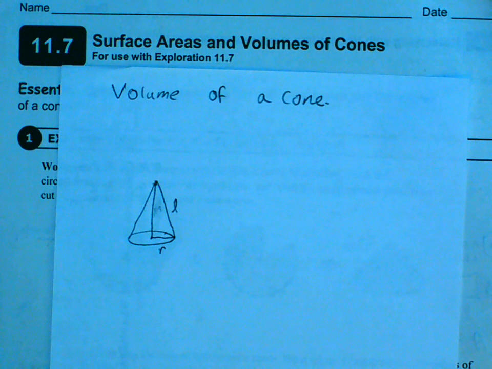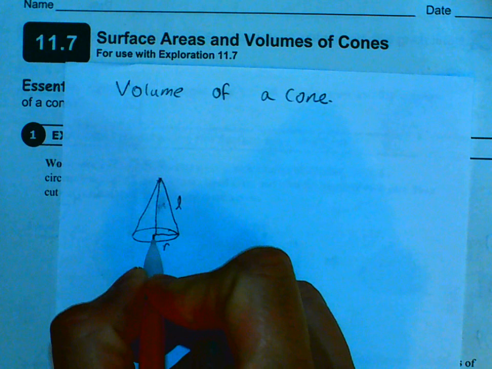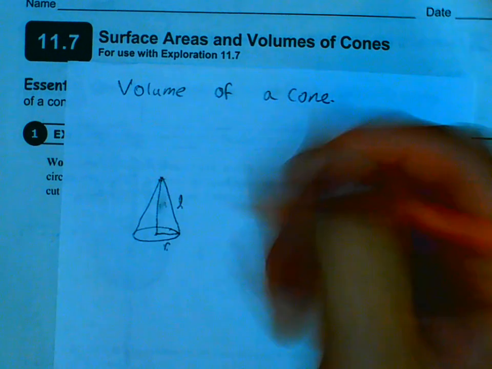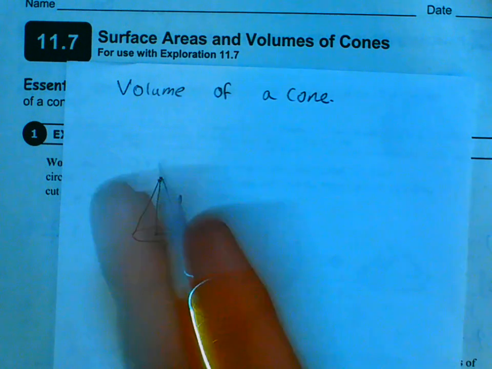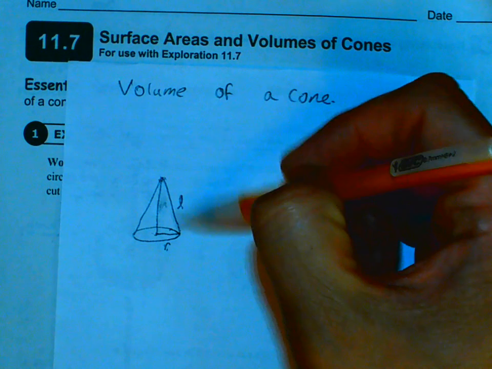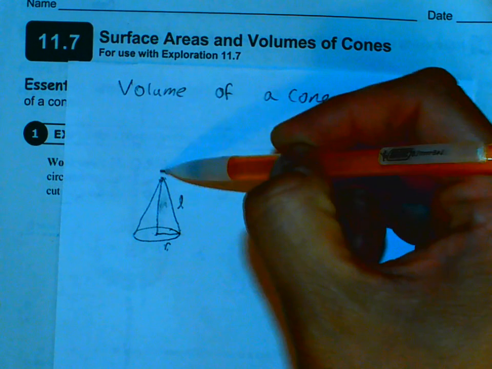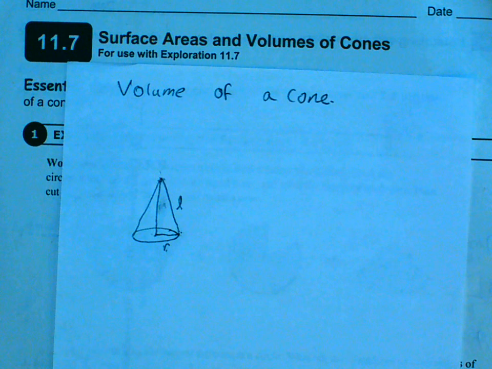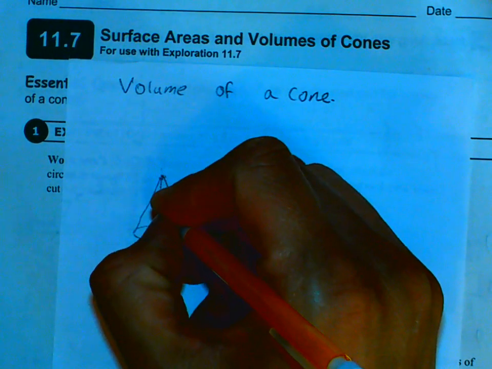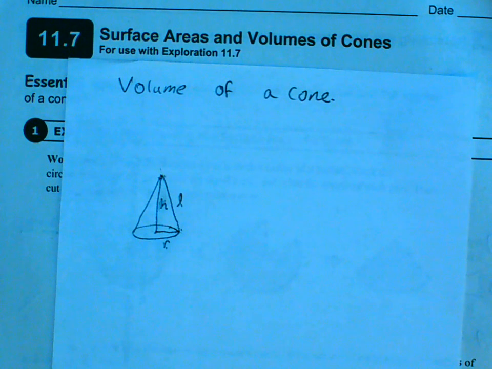Now, what you see here is a cone with a bottom base, of course a circular base, with a radius of r and a slant height of L. We need to note that the slant height is not the height of the cone. The slant height is the distance from the top vertex to the edge of the circle. And h right here is the actual height of the cone. So we're going to try to find the volume of the cone.